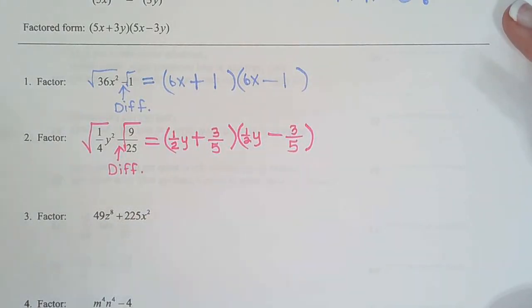And like I said, they can all be checked with foiling, but as long as you're doing the square roots and get your signs, one of each, it's pretty hard to miss these.